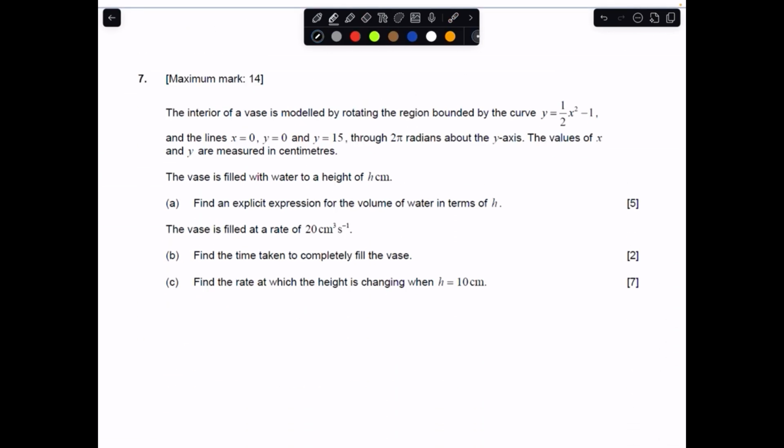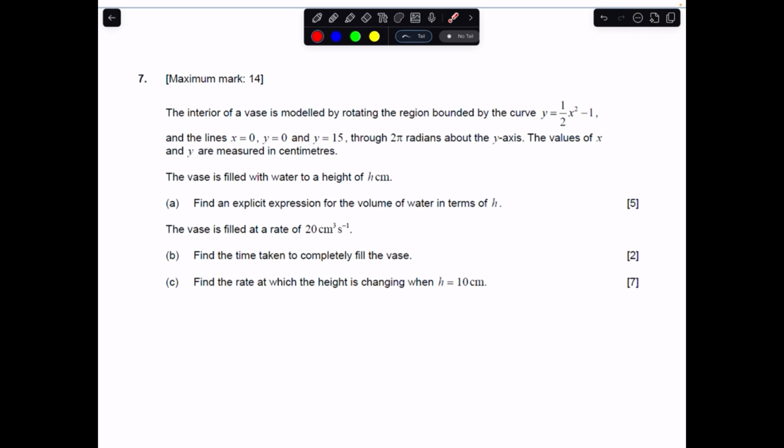Okay, so this question is from paper 2 of 2024 May, time zone 1. The interior of a vase is modeled by rotating the region bounded by the curve y equals 1/2 x squared minus 1, and the lines x equals 0, y equals 0, and y equals 15 through 2 pi radians about the y-axis. So it's a full revolution around the y-axis. The values of x and y are measured in centimeters. The vase is filled with water to a height of h centimeters. Find an explicit expression for the volume of water in terms of h.